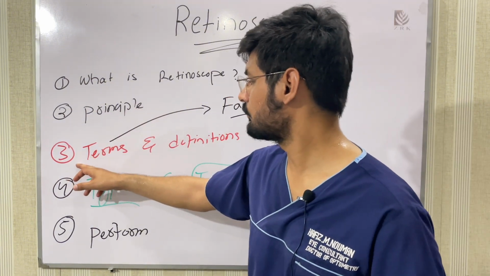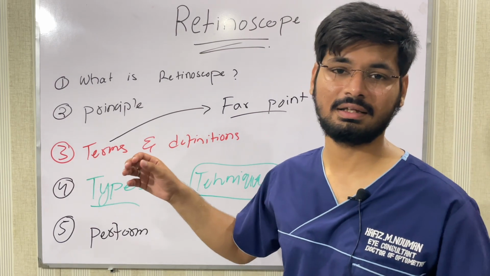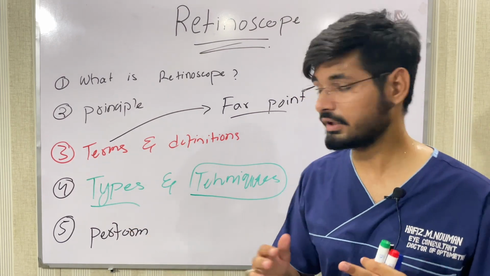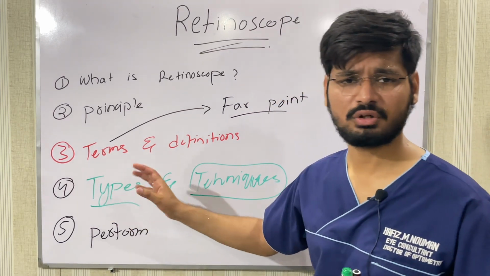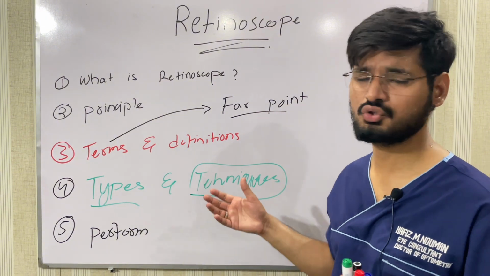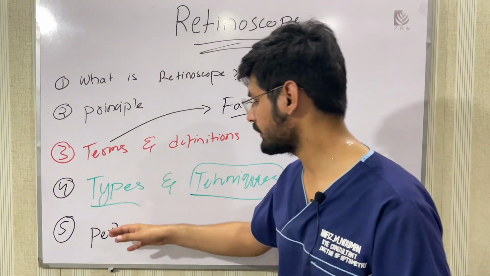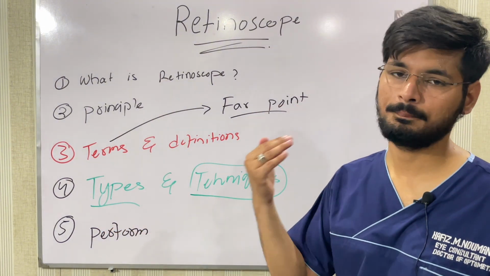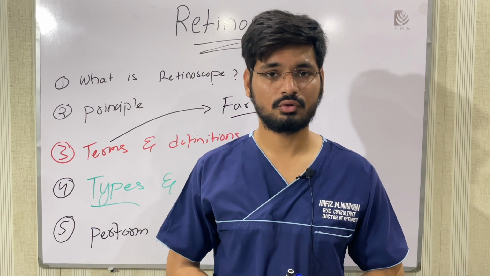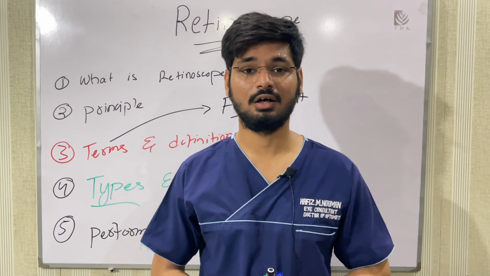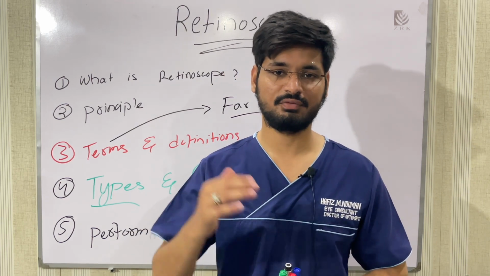And after it, we will discuss the third point and the third step, which is very important. Then we will discuss the types and many techniques which are used in retinoscopy. And after it, we will learn how to perform it practically. This is all about today's lecture, in which we discussed how we will learn the retinoscope in further lectures.